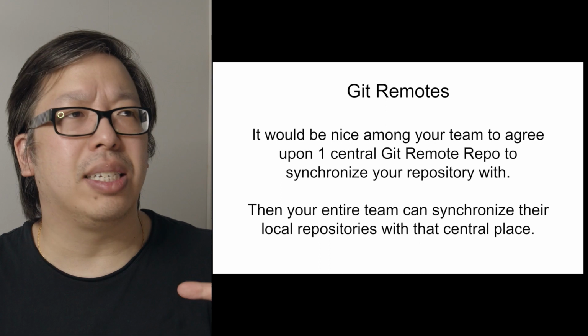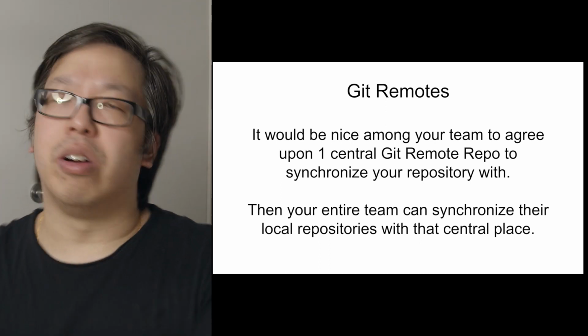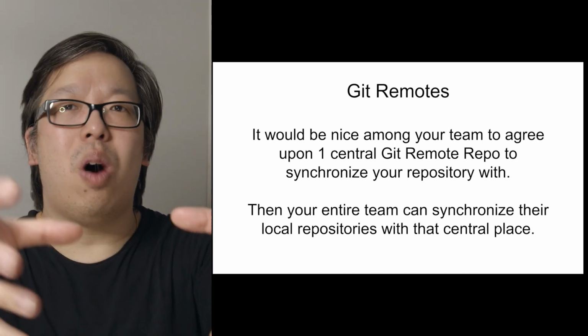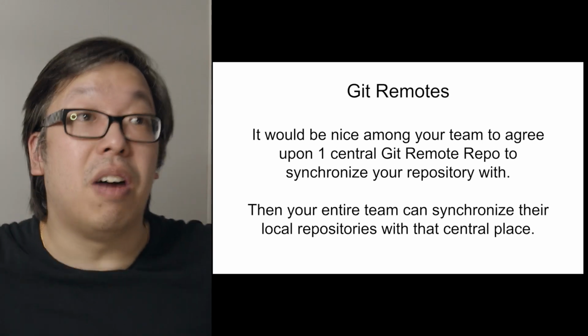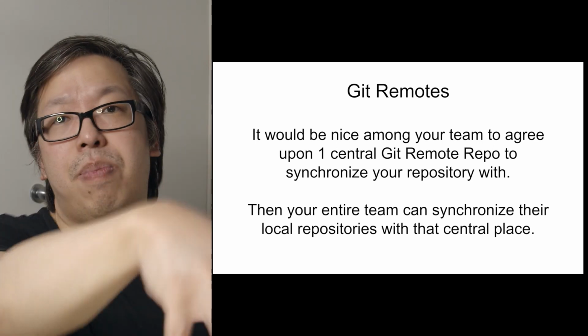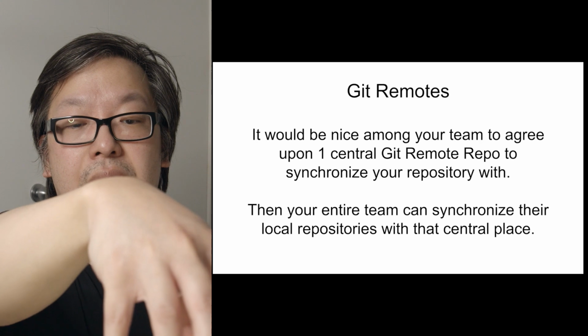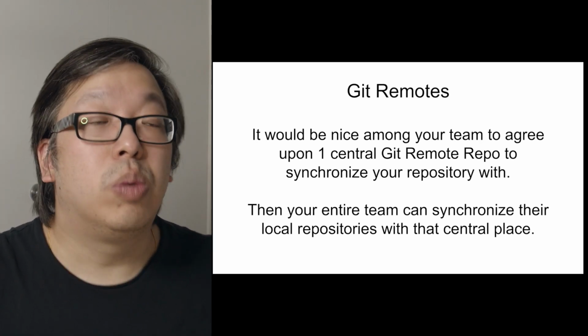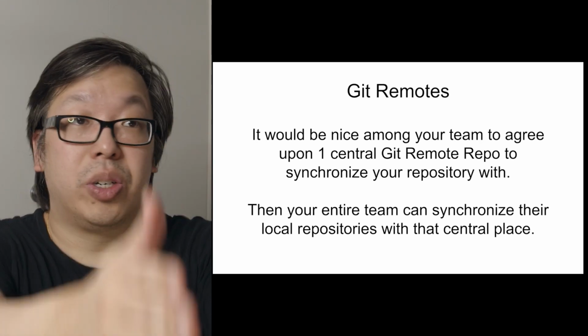So what teams do is they agree that, rather than us all synchronizing between each other, why don't we have one Git repository in the middle of all of us? We'll set up a Git repository in the middle of all of us. And what we'll do is we'll just synchronize with that middle repository.